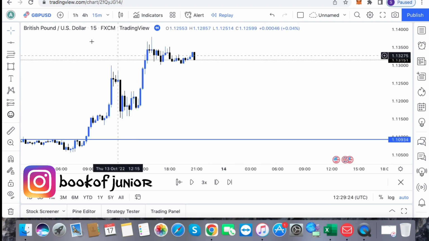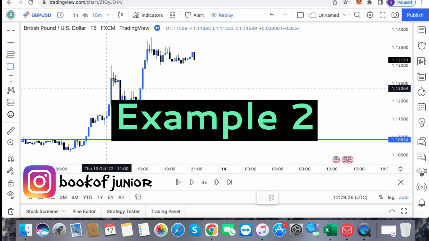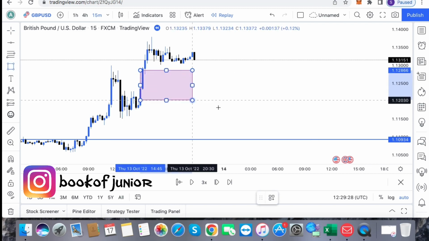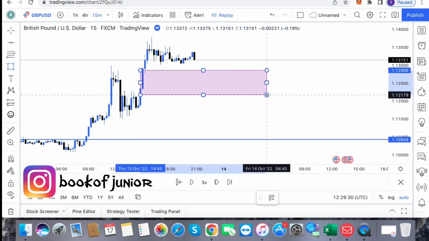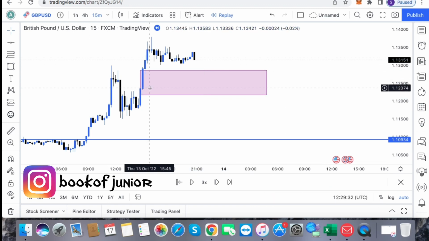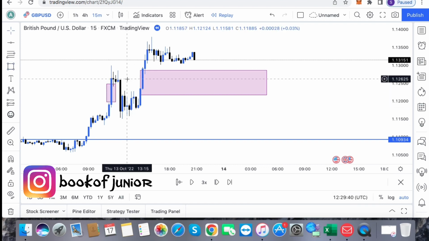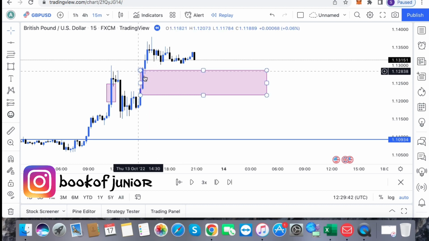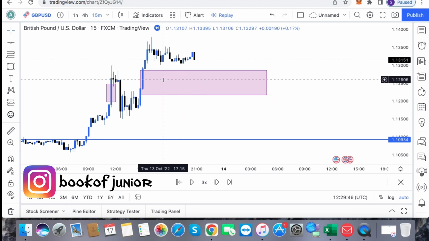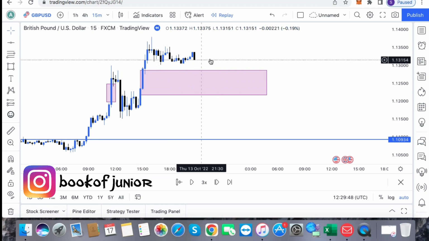So guys, now this is our fair value gap. As you can see, this is our fair value gap right here. There are no wicks, there's nothing in here. Even this was a fair value gap, and it was filled. You can see it was filled right here. Then again, this is another fair value gap. We don't have any wicks here, meaning this is a valid fair value gap. So we need to see price filling up this.